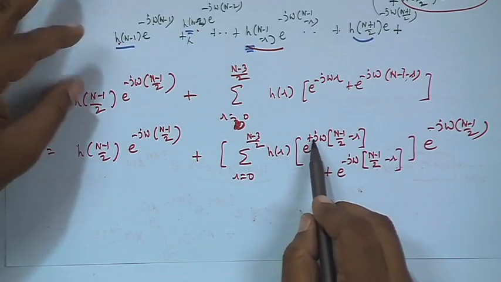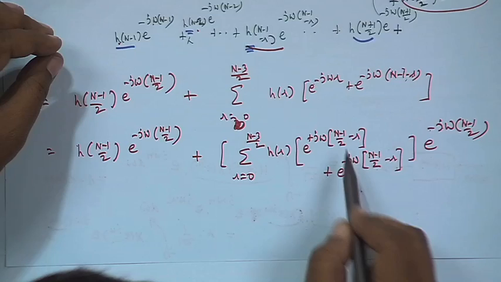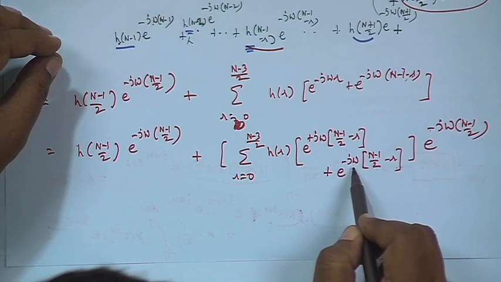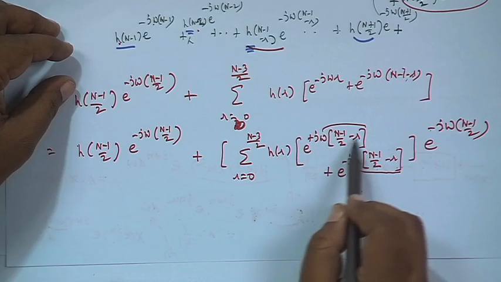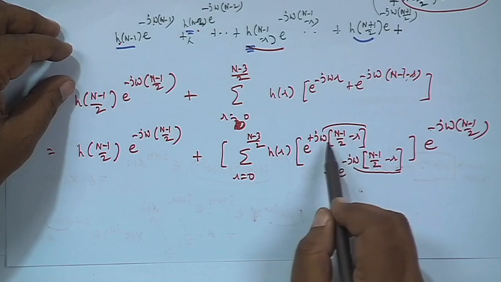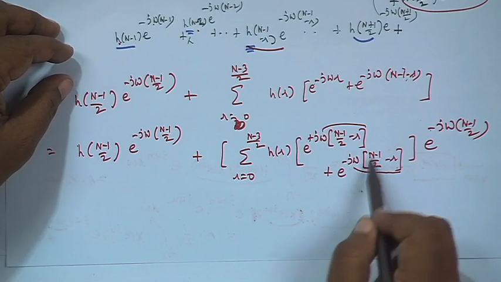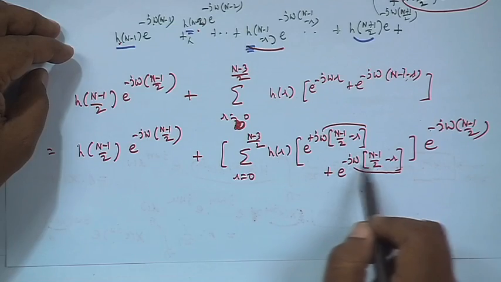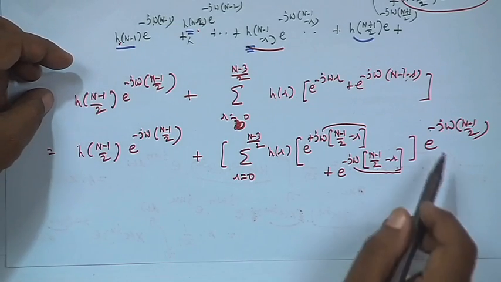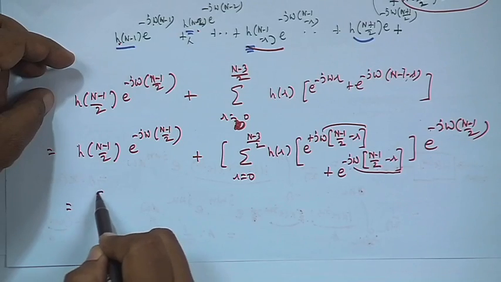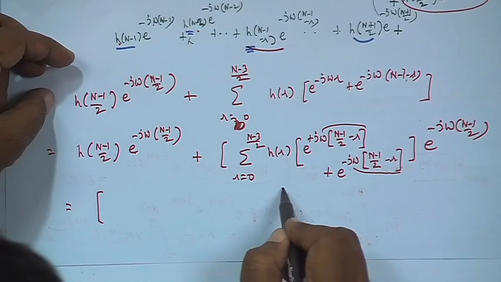And what is this? e to the power j theta plus e to the power minus j theta, you see this and this, they are same. If you call this omega into this bracketed quantity equal to theta, then omega into the same thing here is theta. So e to the power j theta plus e to the power minus j theta is twice cos theta. Okay. So then this factor can be taken as common.